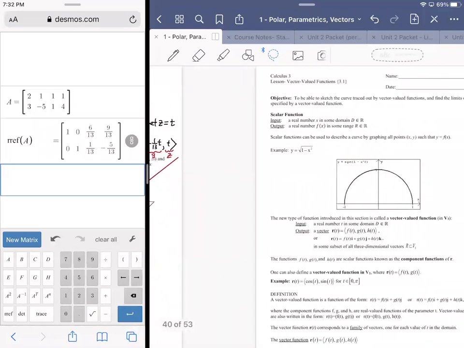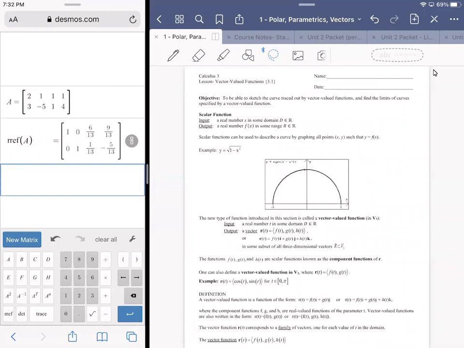So we're going to hop on over to vector valued functions. And actually, let me stop this recording.